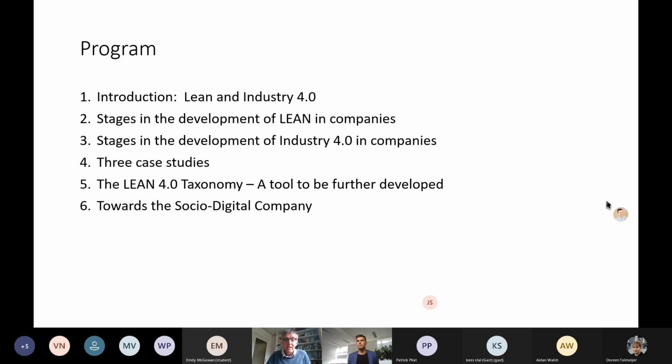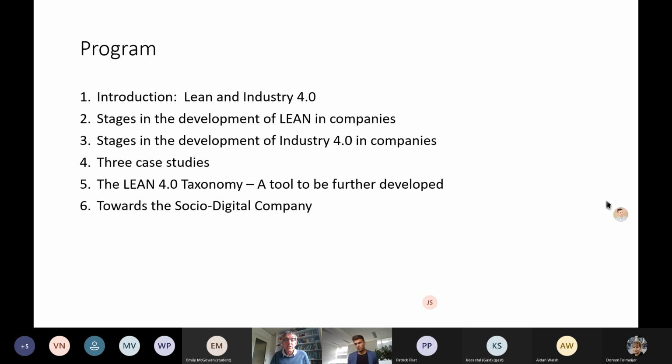And we saw that there is a kind of similarity in the development of Lean in companies. And I hope you will recognize it. Of course, in every company, it goes a little bit different, but you will also see some similarities, we believe. But then you see the stages. And there are also stages in the development of Industry 4.0 in companies. I will also explain that by means of a simple scheme, and I hope you can recognize some parts of it.